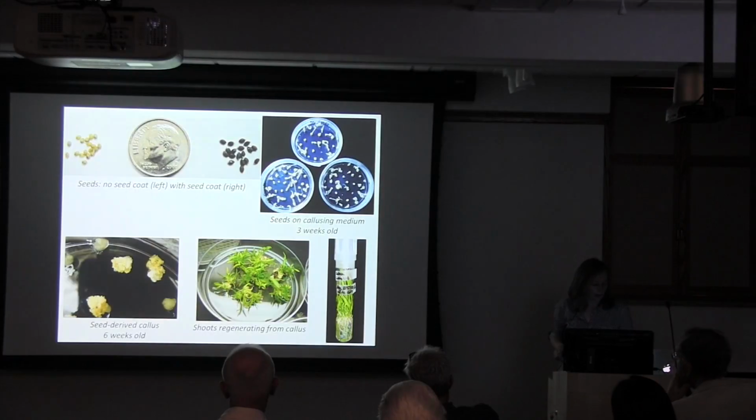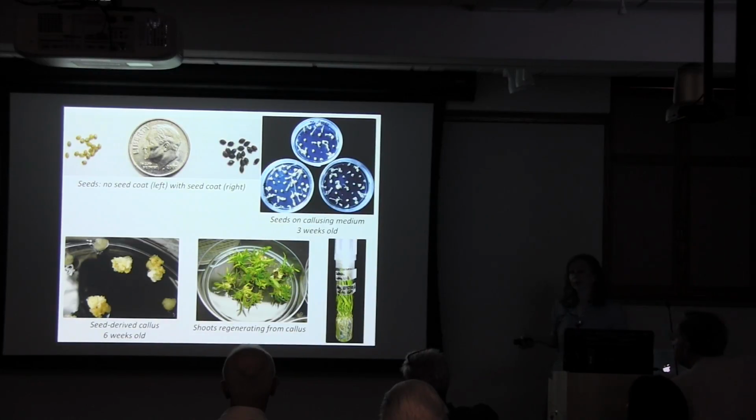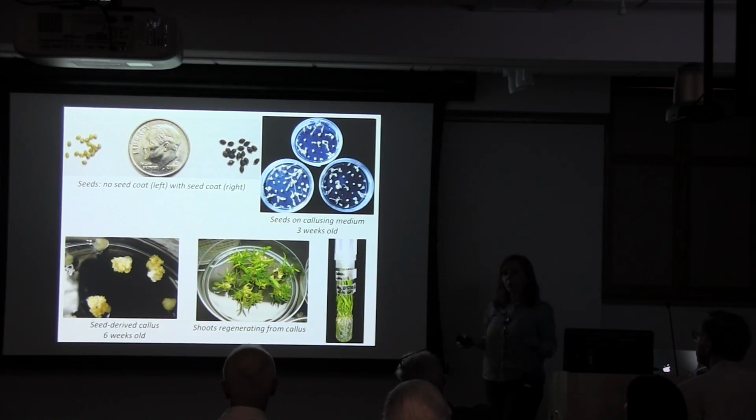So what I did is I went to the literature first to see if there was anything reported for viridis, and there wasn't, but there were reports for its cultivated relative italica, and they started with mature seeds. The only problem with viridis is there's a dormancy issue if the seeds are younger than 3 months old. So we found that we had to break the dormancy.